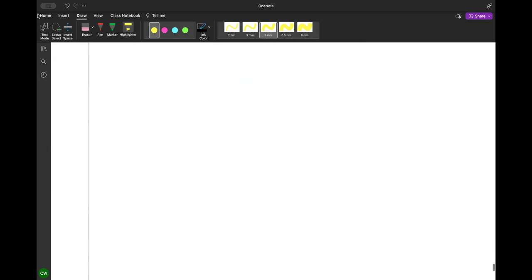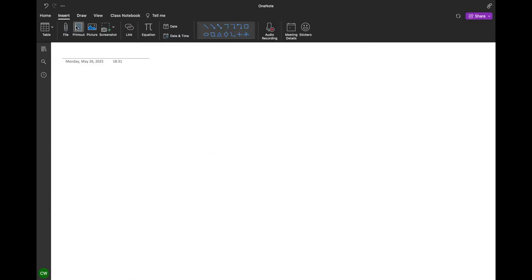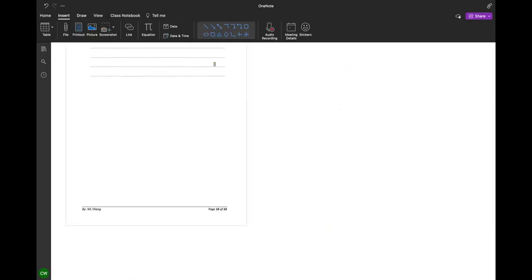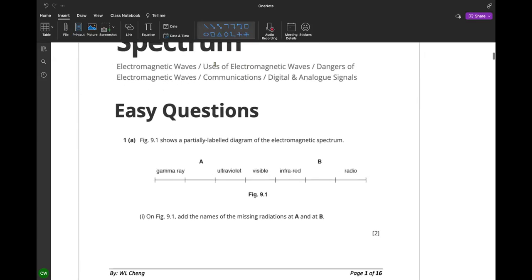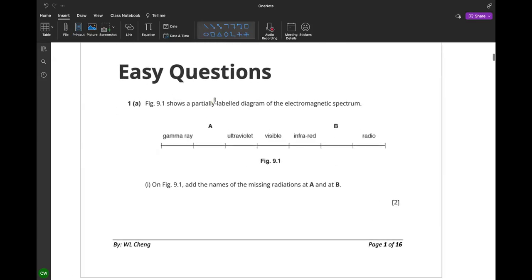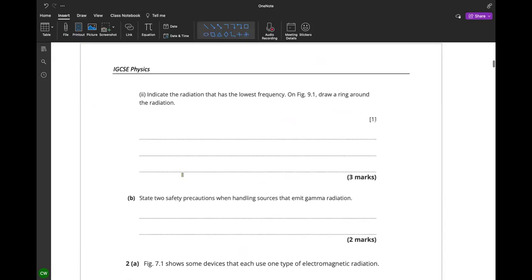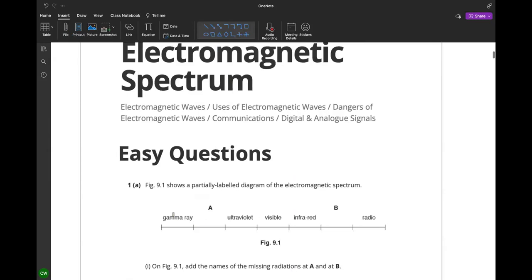Okay, that's all. 2 questions. Okay, try to do question 1. I will ask for the answer from you. Question 1. What is the missing one? What is between gamma ray and ultraviolet? Can you write down the name? Please write down the name.